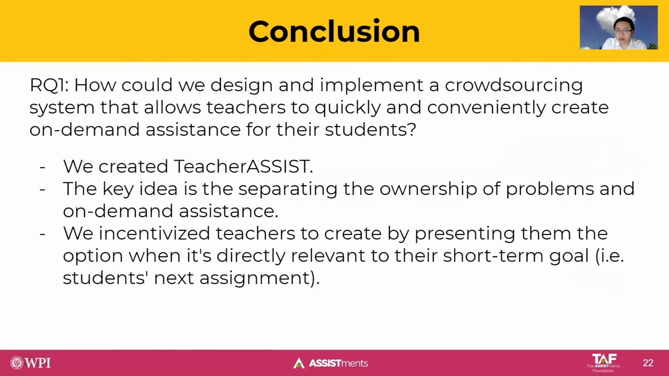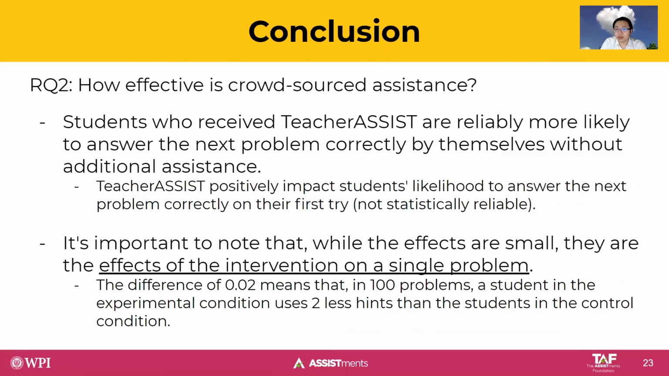So in conclusion, for research question 1, we did create TeacherASSIST, a crowdsourcing system inside ASSISTments. And teachers are very happy to create all the hint messages for their students, as you can see by the number of hints and explanations created. Second question: yes, crowdsourced on-demand assistance makes students more likely to answer the next problem correctly by themselves without additional assistance. While not reliable, the students are also more likely to answer the next problem on their first try and it didn't cause much change in the attempt count.